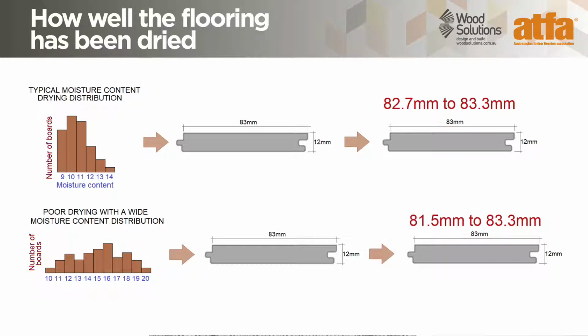However, if the drying distribution is wide as shown in the second graph, and the flooring not produced to meet the Australian standard, then the many higher moisture content boards will shrink and create a significant variation in cover widths. Therefore, if the flooring is not dried properly, acclimatisation causes greater variation in width.